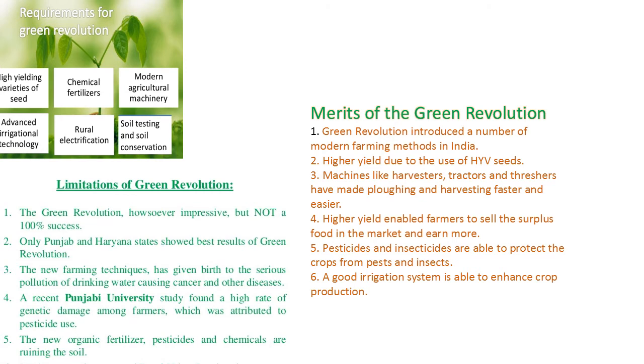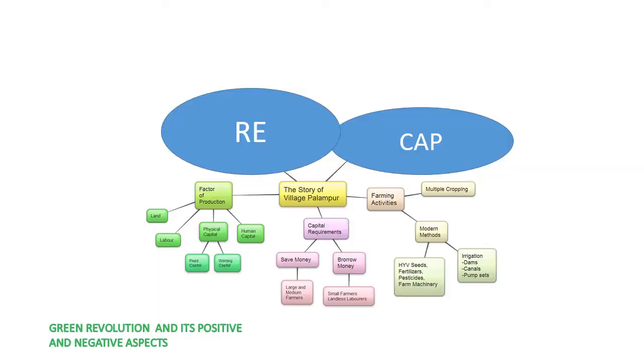So with this, we have come to the end of this module. Let us recap what we have studied in this module so far. The recap has been depicted in the given flow chart. We have also studied the Green Revolution, its positive and negative aspects.